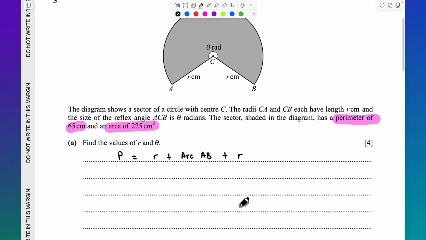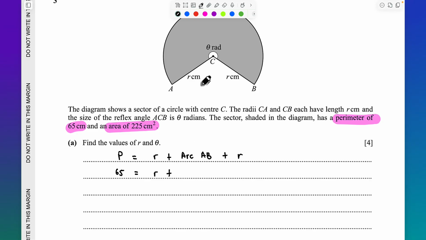Just to see what we don't have, remember, we don't have our R. We do have the perimeter though, which is 65, so we can plug that in. We don't have R, but that's perfectly fine. That's one of the things we're trying to look for. We're looking for the arc as well.